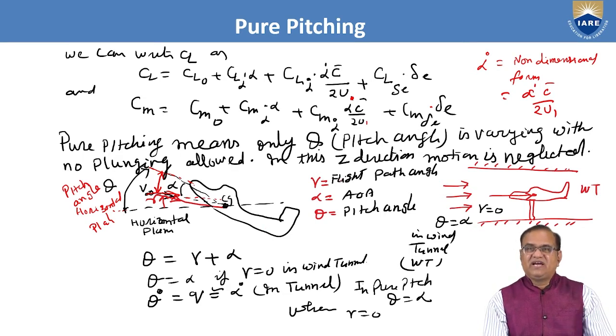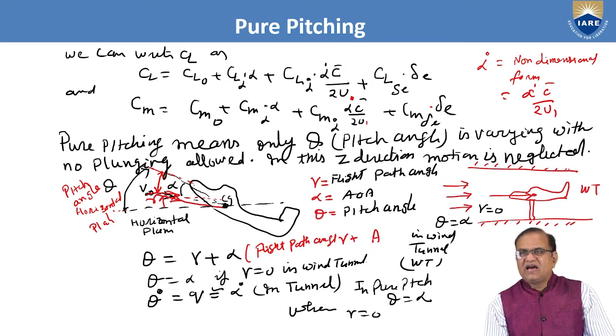It is the angle between the relative velocity and the horizontal plane. Angle of attack alpha is defined as the angle between the relative velocity and the x-axis of the aircraft. Theta is a pitching angle. This is the angle between the x-axis of the aircraft and the horizontal plane. So these three, and here we can see by this diagram, theta is equal to the summation of the flight path angle gamma plus angle of attack alpha. So I am writing here, flight path angle gamma plus angle of attack alpha.